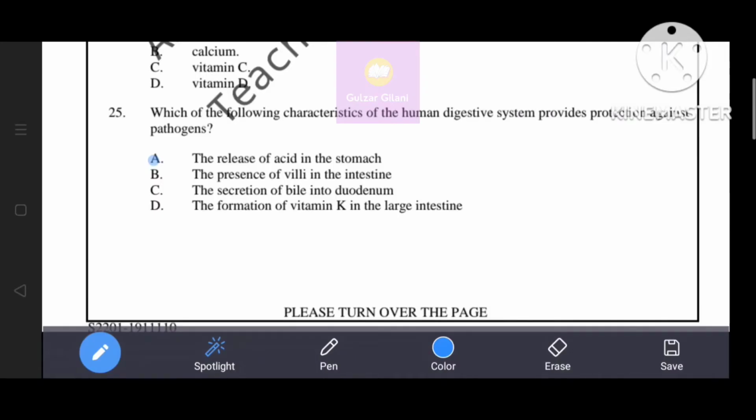Next question. Which of the following characteristics of the human digestive system provides protection against pathogens?